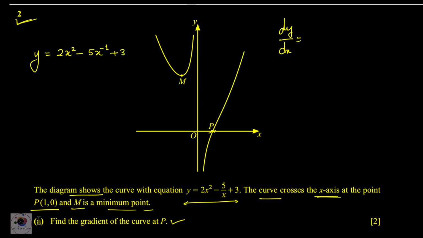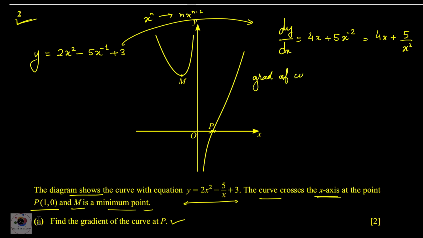The rule I'm going to use is: if we have a term of the form x to the power n, the derivative is n x to the power n minus 1. So multiply by the power and reduce the power by 1. This is going to be 4x, then minus 5 times -1, which is positive 5 x to the power -2, and the constant becomes 0. Hence dy over dx is this, or we can rewrite it as 4x plus 5 over x squared by using the laws of exponents.